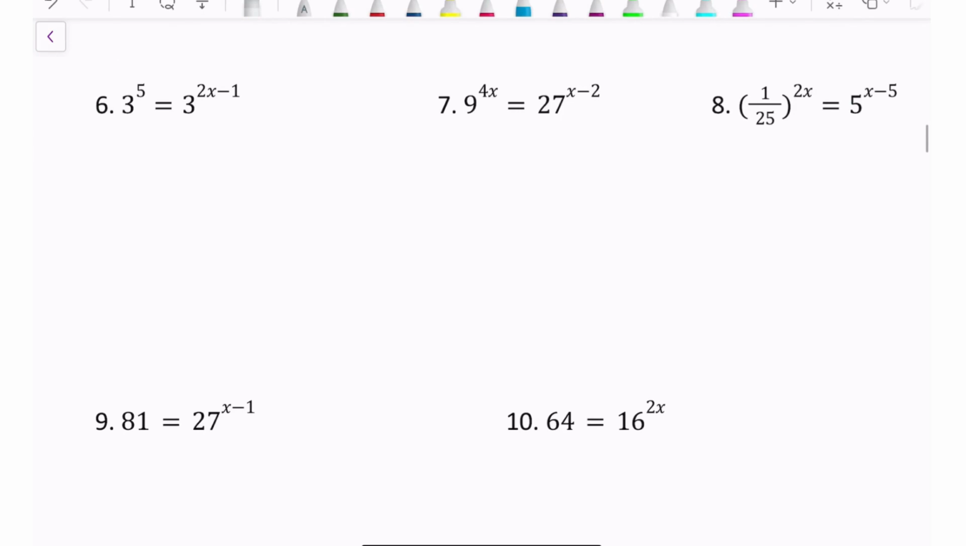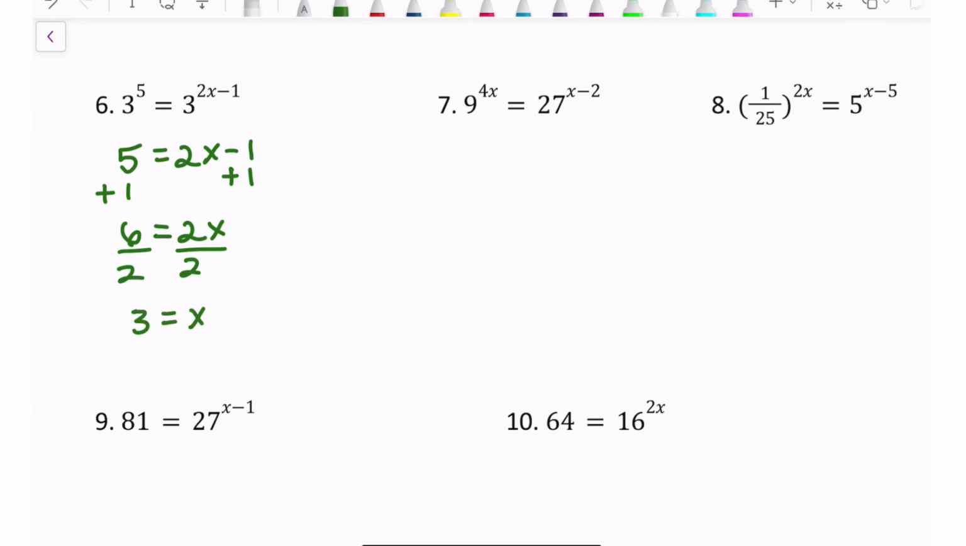All right, let's take this up a notch. So if I look at number 6 here, I have both our base 3. Well, I didn't really take it up a notch. They're already the same base. Just drop them and set your exponents equal to each other, because if the bases are the same, the exponents have to be the same. So I'm going to add 1, 6 is equal to 2x, divide by 2, and x is 3.